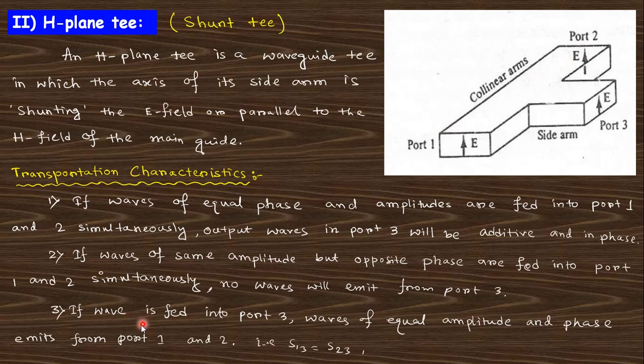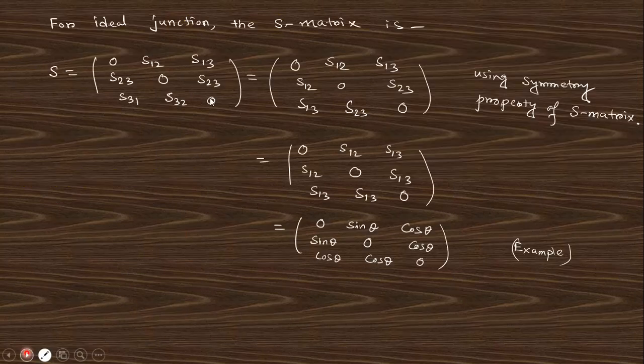If a wave is fed into port 3, then waves with equal amplitude and phase are emitted from ports 1 and 2. When the microwave is injected through port 3, equal and same amplitude will come out from port 1 and port 2.